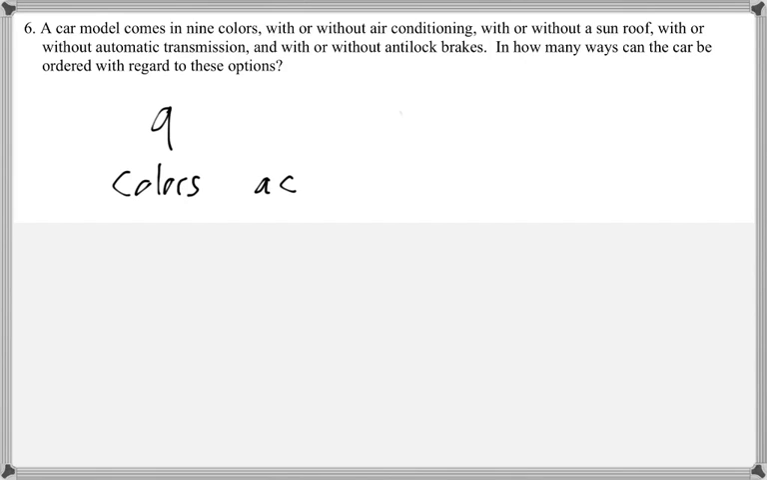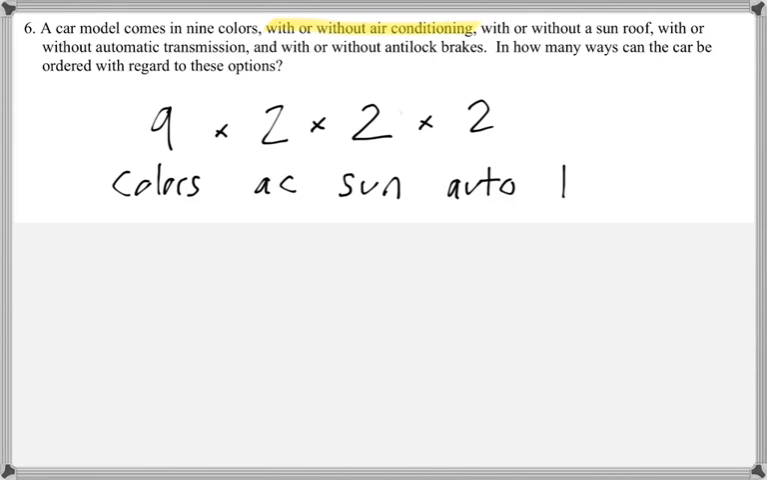Now it says that the car can come with or without air conditioning. So that is a binary choice, meaning it's either going to come with it or it's not. So that is times 2. And the same for the sunroof. And the same for the automatic transmission. And the same for anti-lock brakes.